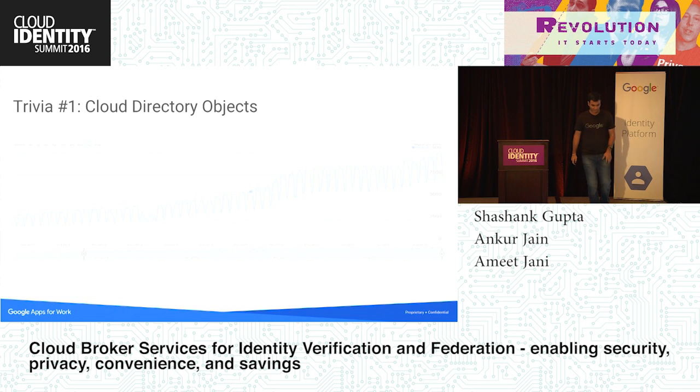So time for a quick trivia. Under this cloud directory resources, like users, groups, and devices, can anybody take a guess how many resources we have today in Google Cloud Directory? Anybody? 5 billion, probably. We don't know that much.